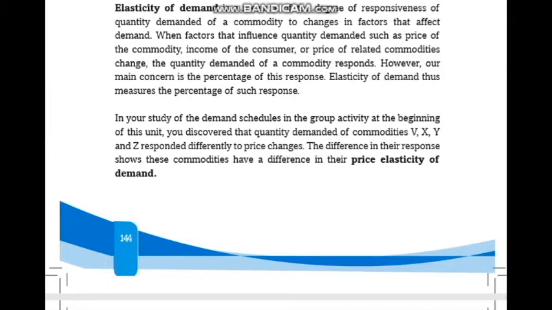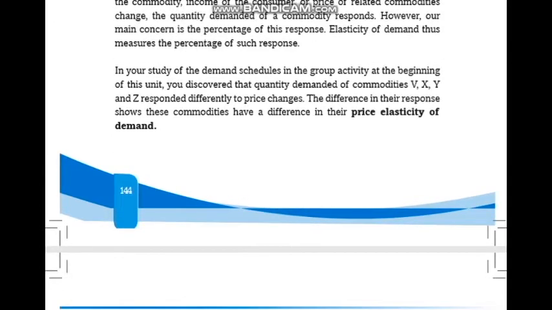However, our main concern is the percentage of this response. Elasticity of demand thus measures the percentage of such response. Yeah, it is clear now.